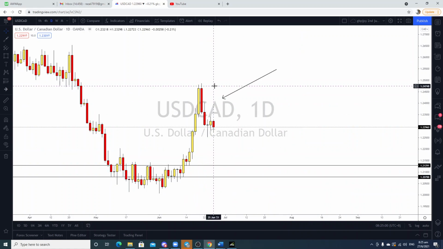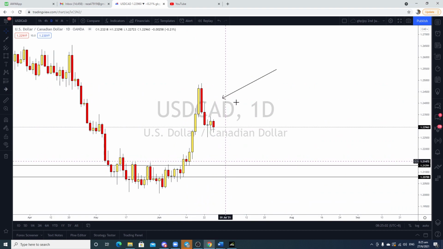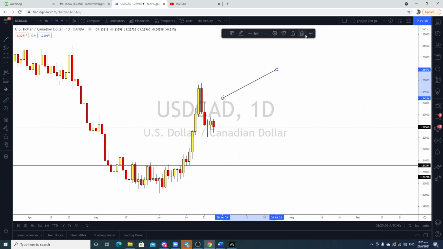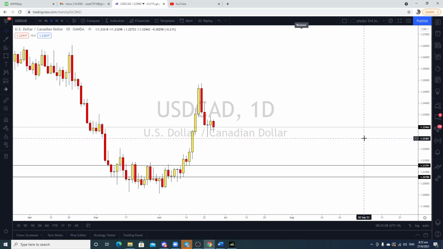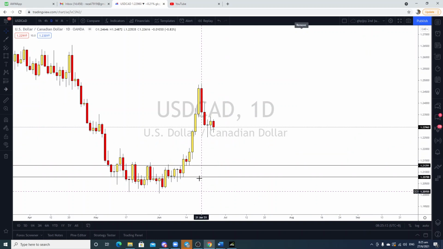And after a move, remember, after a move, price will always make a sideways movement before moving towards the upside. So anticipate that kind of market phases. Market moves in phases. It doesn't go in a straight line.